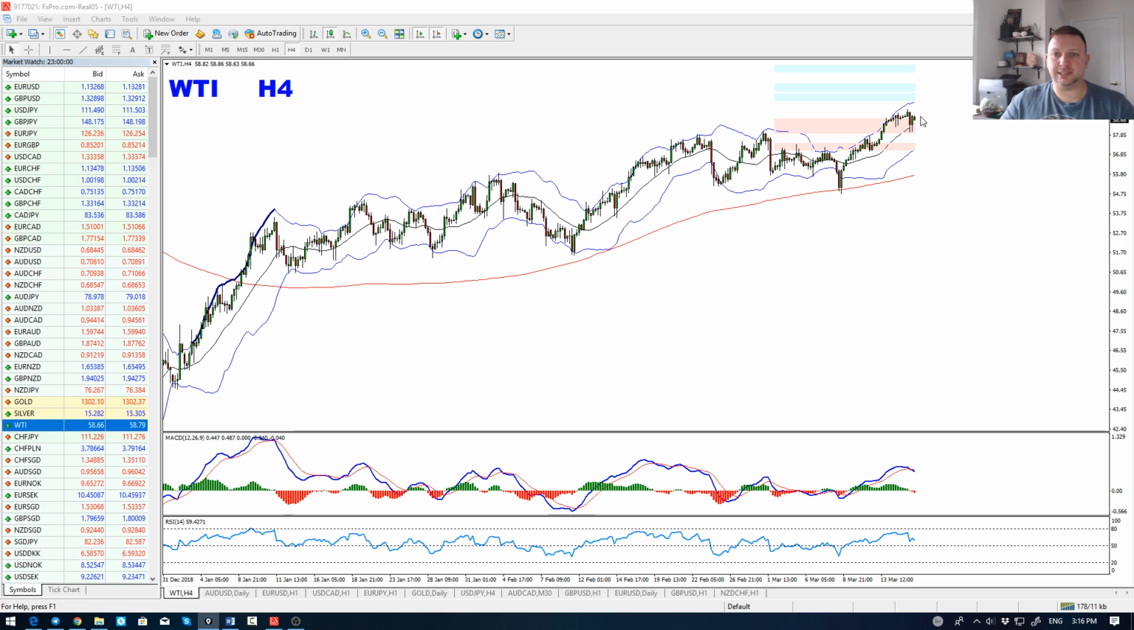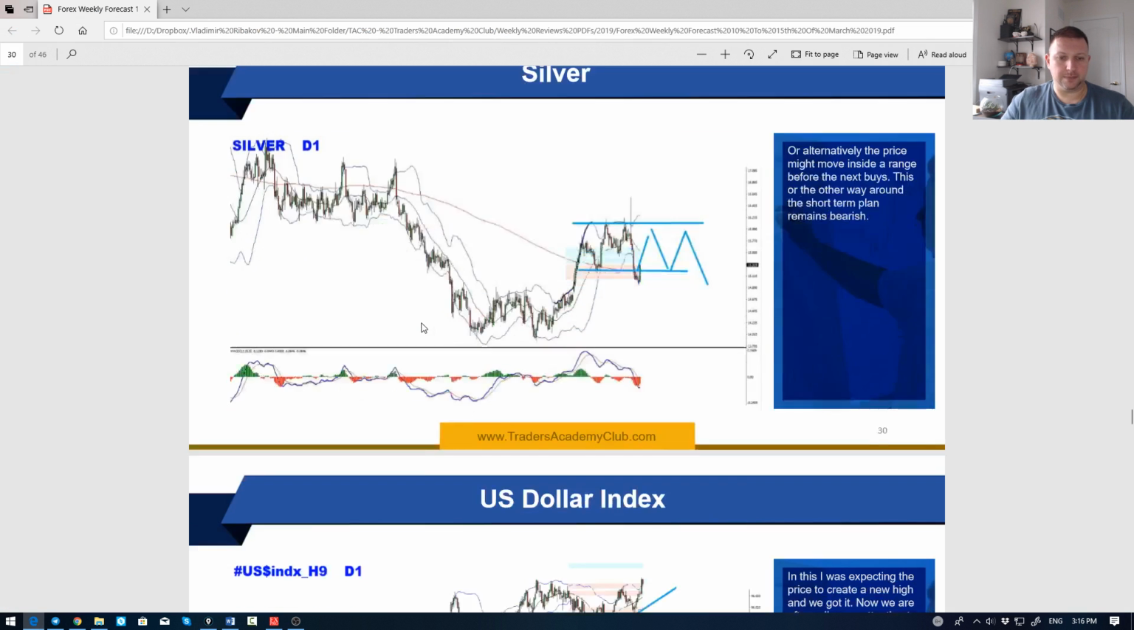Ideally, the setup would be something like that, right? Fake breakout, lower lows, and retraces. Or of course we can start to see triple high, triple low, and then sell the rallies plan. Okay, this is for the oil, which also is very, very interesting.